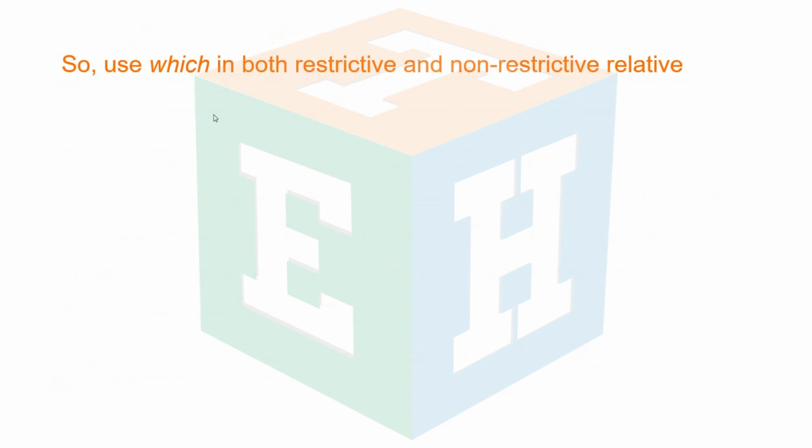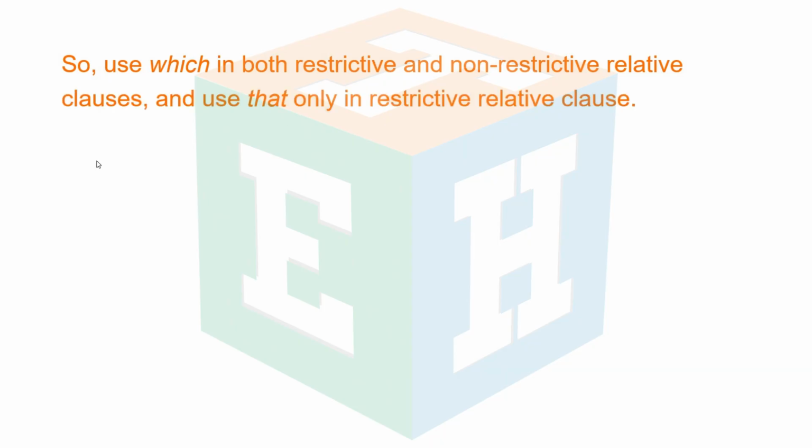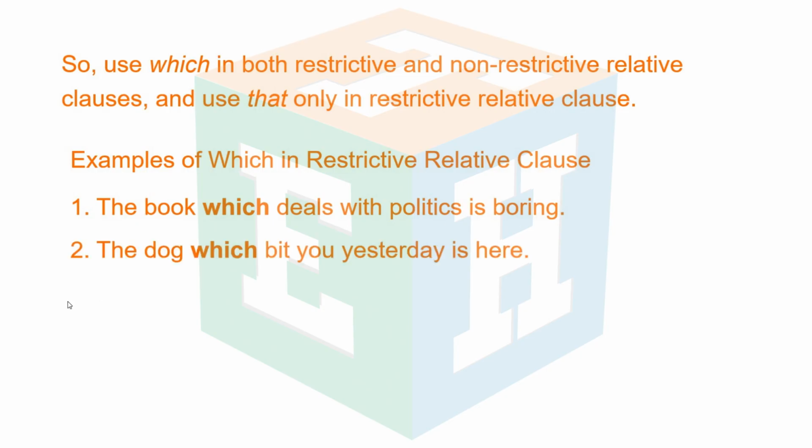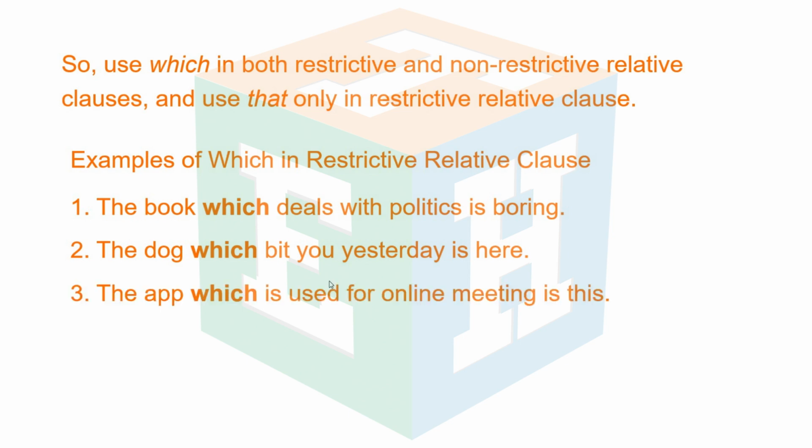So, use which in both restrictive and non-restrictive relative clauses, and use that only in restrictive relative clauses. Examples of which in restrictive relative clause. 1. The book which deals with politics is boring. 2. The dog which beat you yesterday is here. 3. The app which is used for online meeting is this.